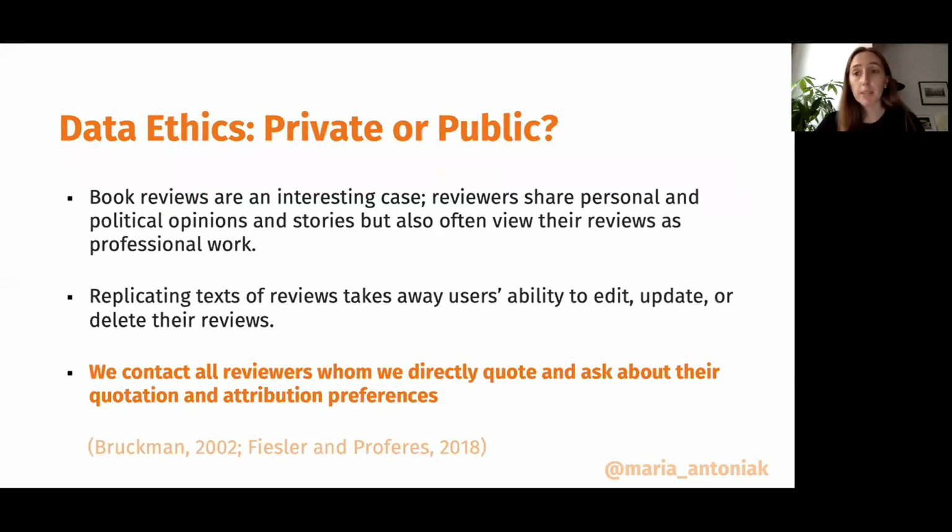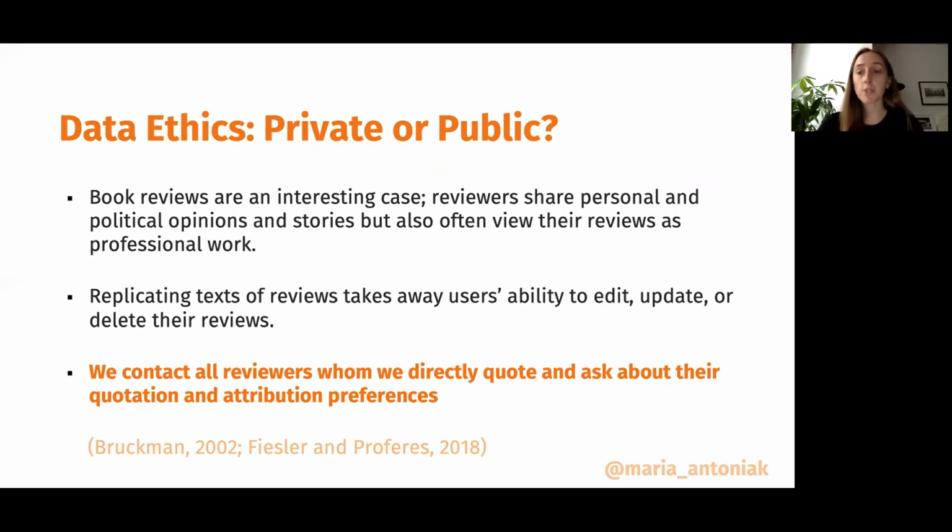Book reviews and reading habits can be sensitive information in some contexts, but at the same time, we could think of these online reviewers as amateur critics who need to be credited. In light of these tensions, we individually contact all reviewers whom we directly quote in our slides or papers, and we ask about their quotation and attribution preferences.